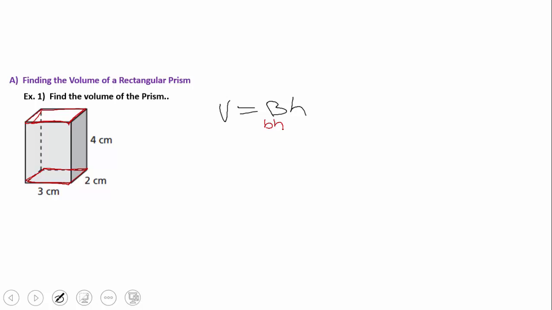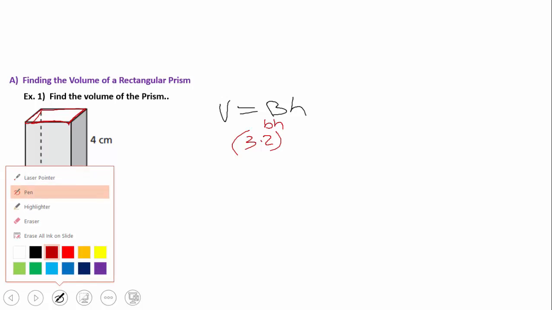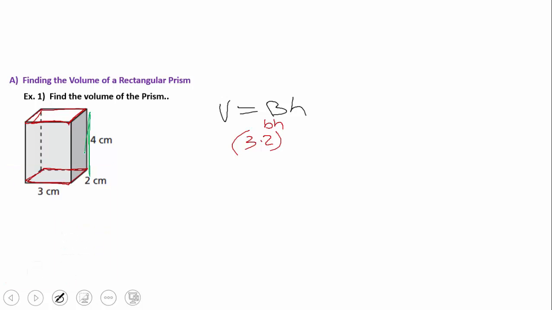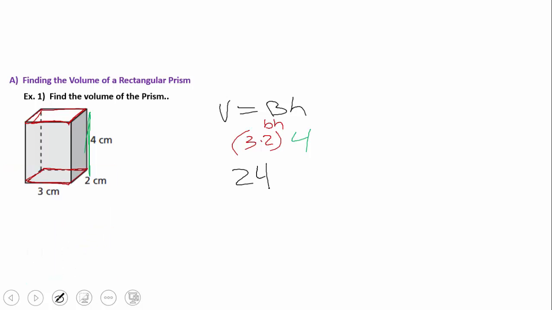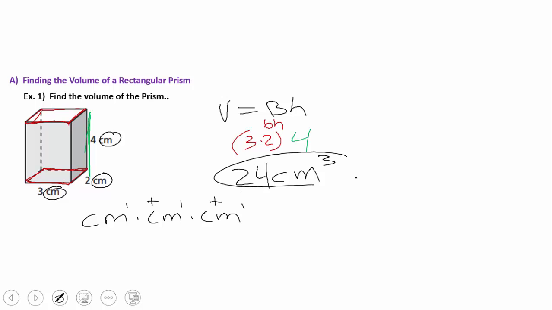And so the base is a rectangle of some sort, and that's base times height. So on our particular one that we highlighted, that's 3 times 2. And we're multiplying that by the height of the prism, the distance between the bases, that is 4. 3 times 2 is 6. 6 times 4 is 24. And the units are centimeters, and we're now finding volume. That's centimeter times centimeter times centimeter. They all have an exponent of 1. We don't see it. So 1 plus 1 plus 1, centimeters cubed.